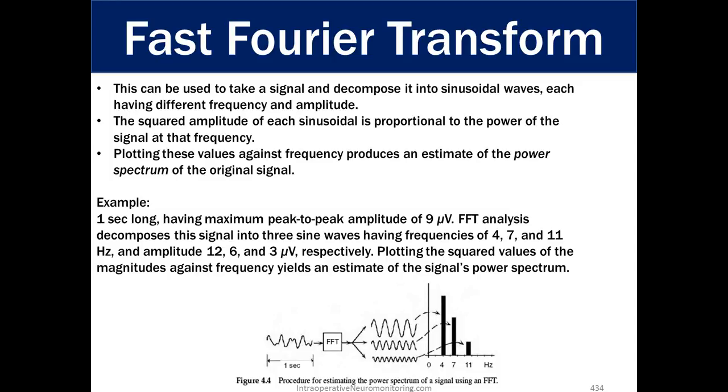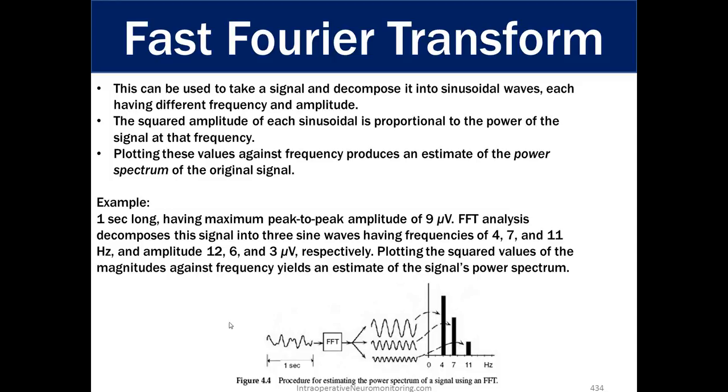For example, if you have a 1 second long epoch having maximum peak-to-peak amplitudes of 9 microvolts, the FFT analysis decomposes the signal into three sine waves having frequencies of 4, 7, and 11 hertz, and the respective amplitudes of 12, 6, and 3 microvolts. Plotting the squared values of the magnitude against frequency yields an estimate of the signal's power spectrum.